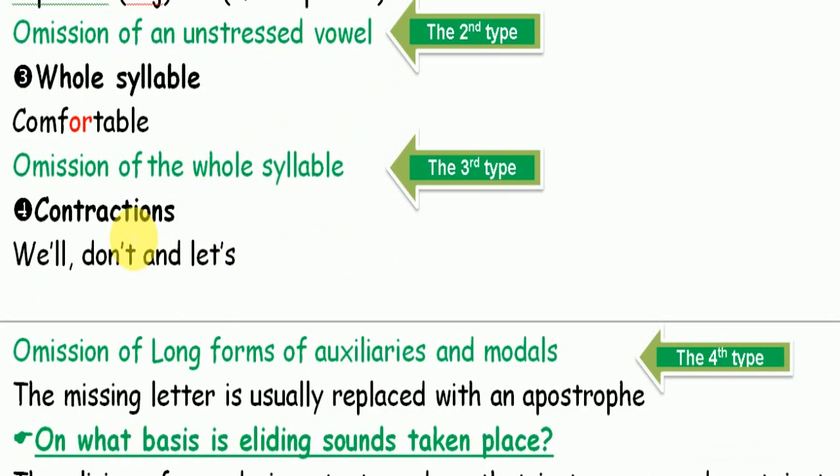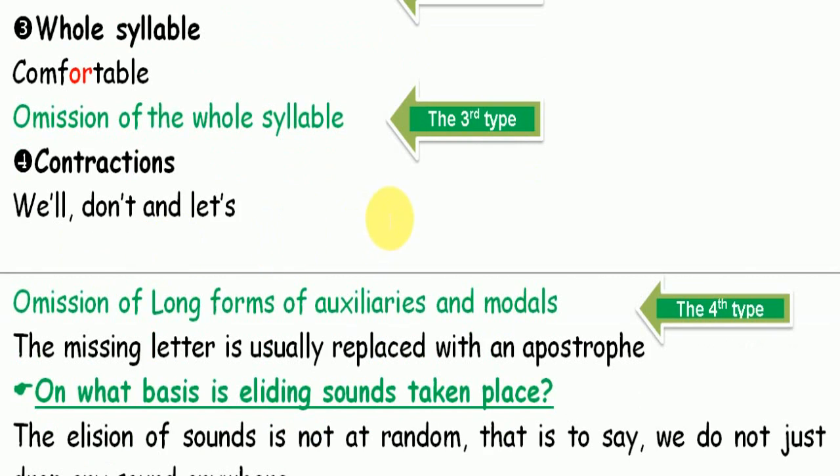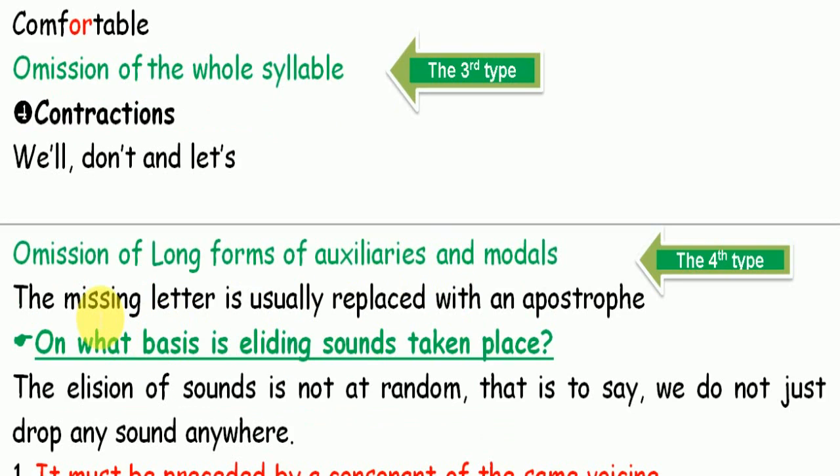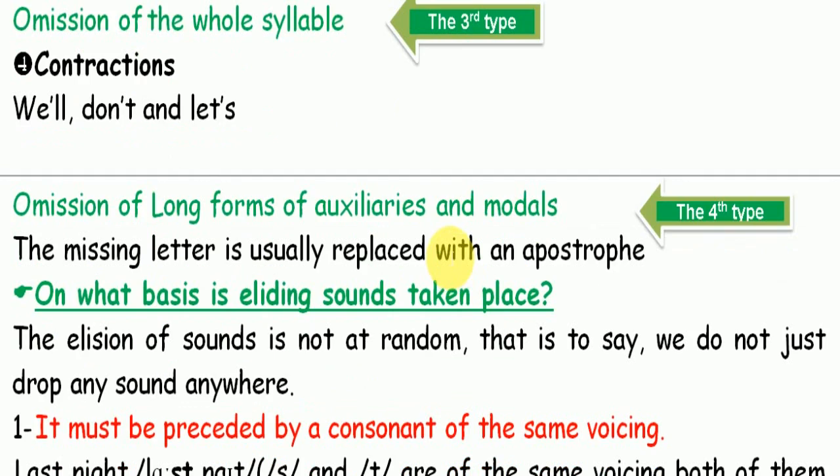Number four. Contractions: will, don't, and so on. That's the fourth type of elision, which is the omission of long forms of auxiliaries and modals. The missing letter is usually replaced with an apostrophe.